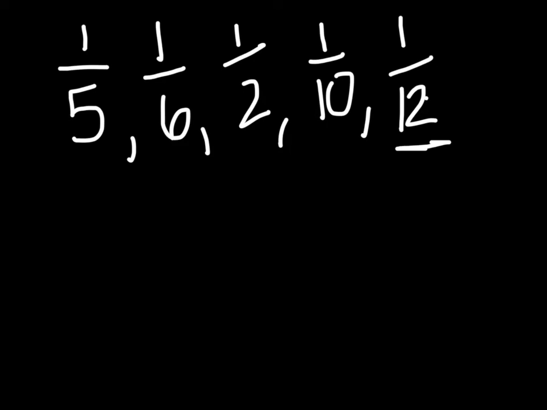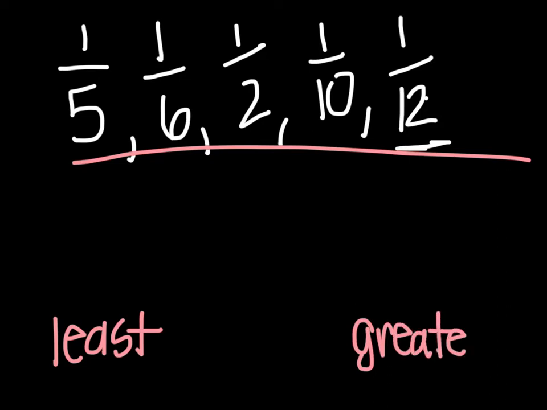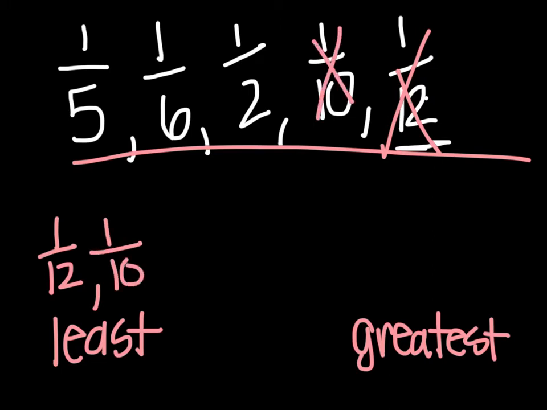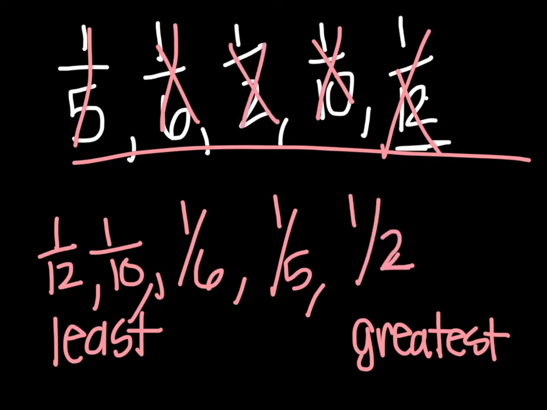So if I was going to put these fractions in order from least to greatest, which fraction would come first? Hopefully you said 1/12, because that's the smallest piece. When I have 12 pieces instead of 2 or 10 or 5 or 6, my piece is going to be super small. So that's going to be the least fraction I have. Then hopefully you thought 1/10, 1/6, 1/5, and 1/2. So like I said, it's almost backwards from what we're used to.